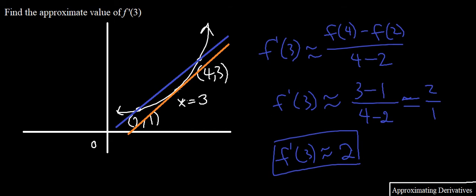So what we're going to do is approximate it using the slope of the secant line through the points x equals 2 and x equals 4, because if we look at the slope of this blue line, while it's not exactly the slope of the orange line, it's pretty close to the slope of the orange line. So we'll just find the slope of this blue secant line.